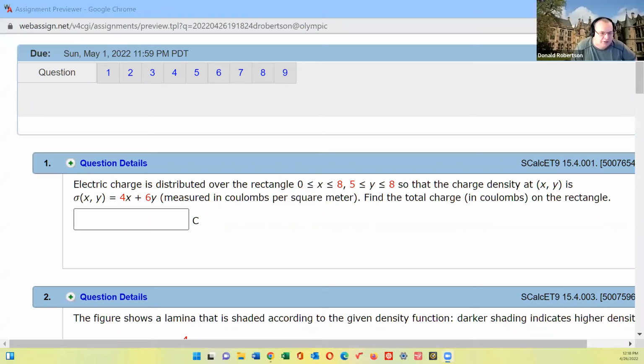Actually, let me show you the questions, at least one of the questions, just as a starter. Can I make this guy bigger? Cool, right. So here is an example of double integrals being used in a real, no, it doesn't look right.